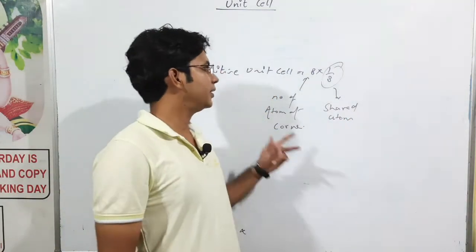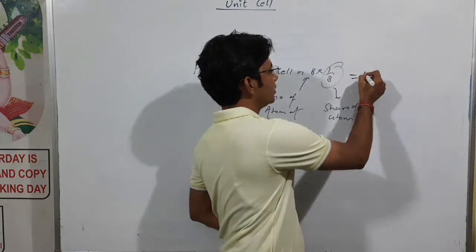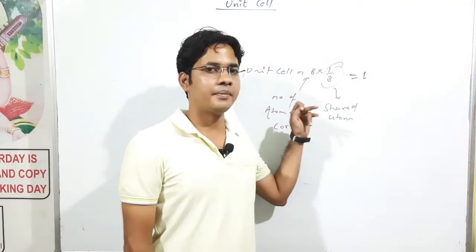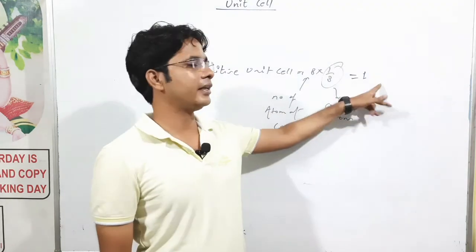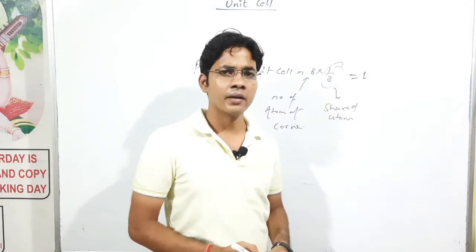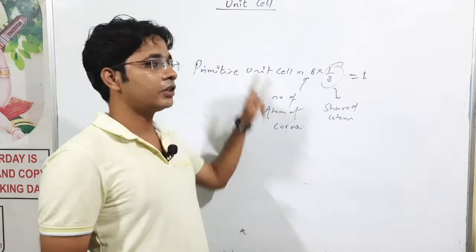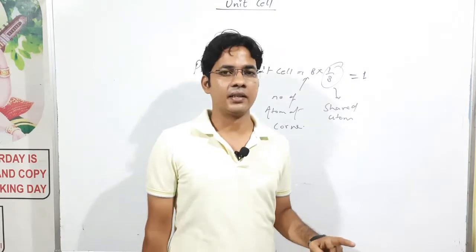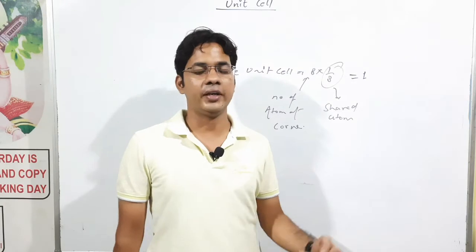So the actual number of atoms in the primitive unit cell was 1. 8 atoms were present at the corners, and the 1 atom at each corner is shared between 8 unit cells. So 8 into 1 by 8 is equal to 1. Okay, and I also told you that the unit cell is of two types. One is the primitive unit cell and the second is the centered unit cell. The centered unit cell is formed when the primitive unit cell is already formed.